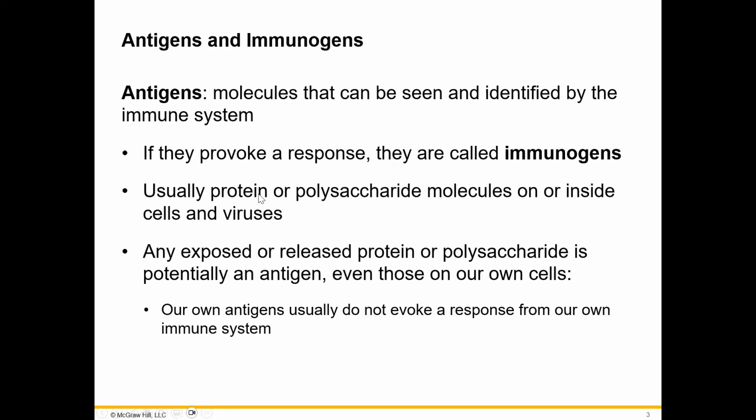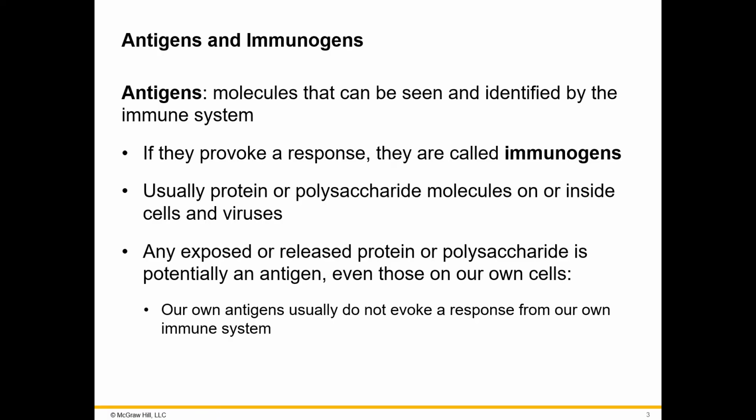Now, antigens are molecules that can be seen and identified by the immune system. They may or may not provoke an immune response. So in order for them to provoke a response, they'll be sensed by the immune system. But even if they are sensed, they may or may not provoke a response. If they do provoke a response, they're called immunogens.